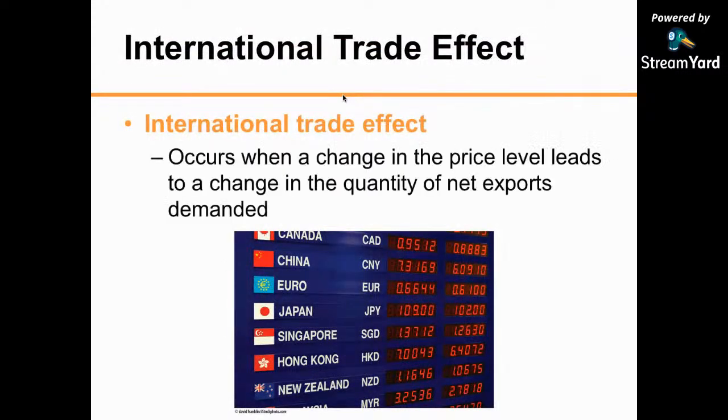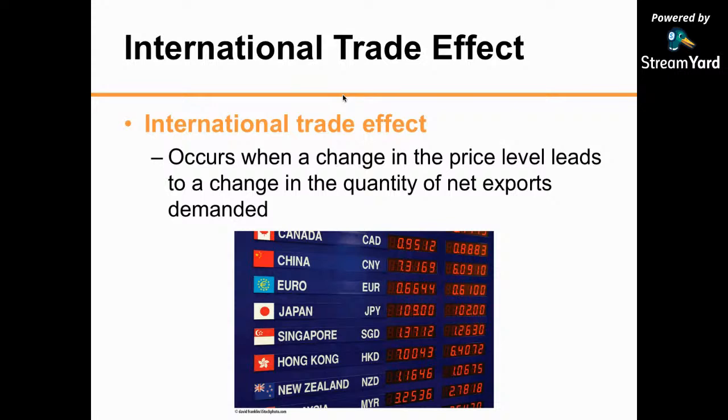Now, the international trade effect is going to occur when there's a change in the price level that leads to a change in the quantity of net exports that are demanded. So considering the domestic US market, that's what we're looking at here. Changes in the US price level mean that US goods prices are going to change relative to the prices of goods from other nations. This is going to affect both what we're importing and what we're exporting.